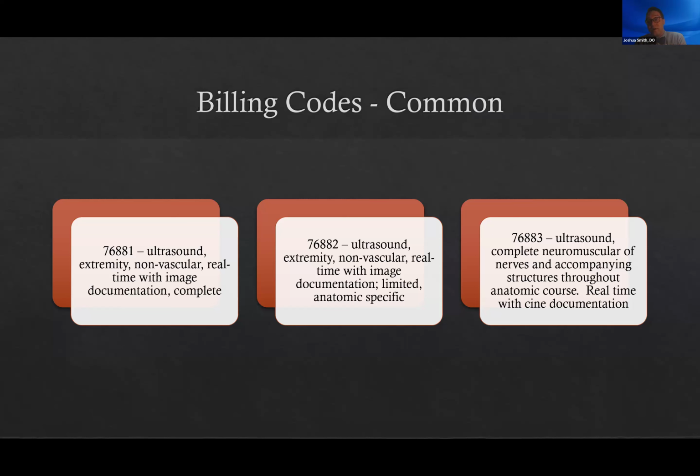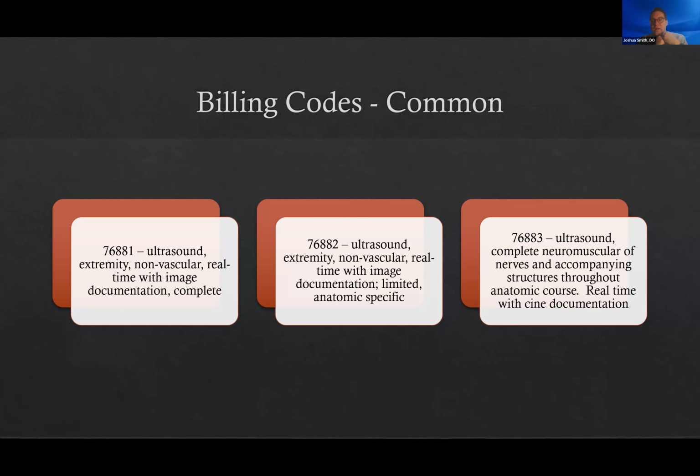And there is a newer code. It's actually been available for a couple of years now, but it's the 76883. This is an ultrasound complete neuromuscular of nerves and accompanying structures throughout the neuroanatomical course with real-time with cine documentation. What does cine mean? It just means cinema. Most ultrasound machines, when you're running them and taking still pictures, have the ability to record a video of what you're doing. So this code is used if you follow the ulnar nerve from wrist all the way through the forearm, all the way through the elbow, all the way through the axilla, and you take pictures and video all the way up through.